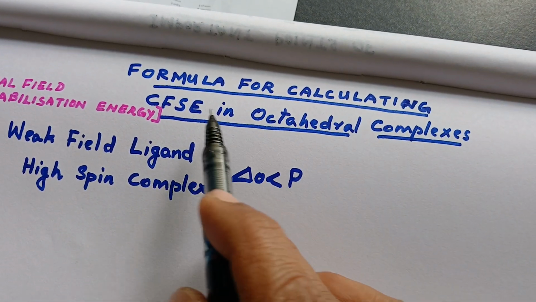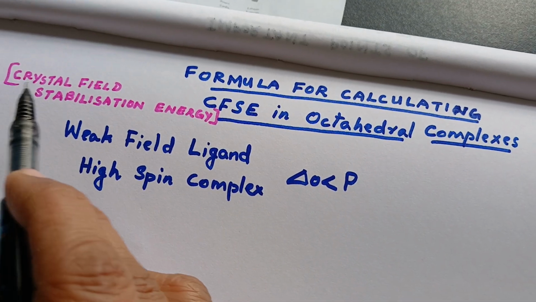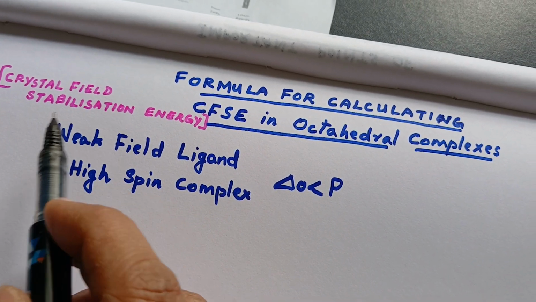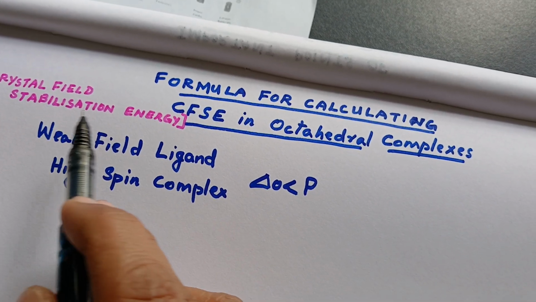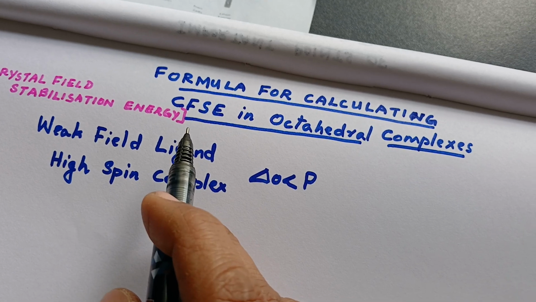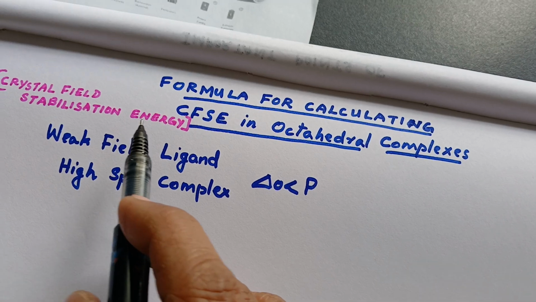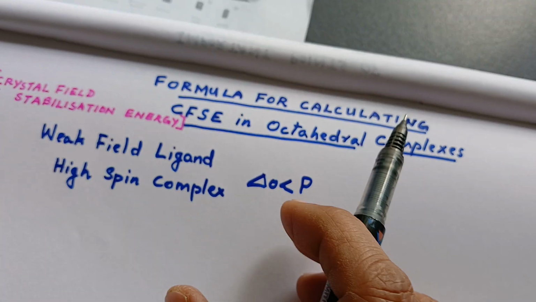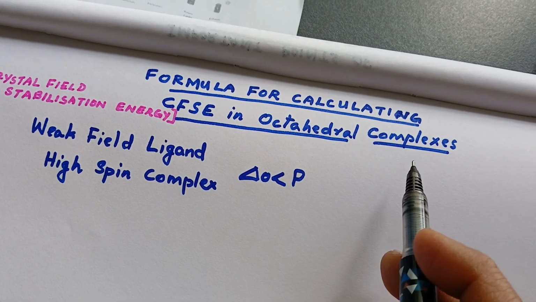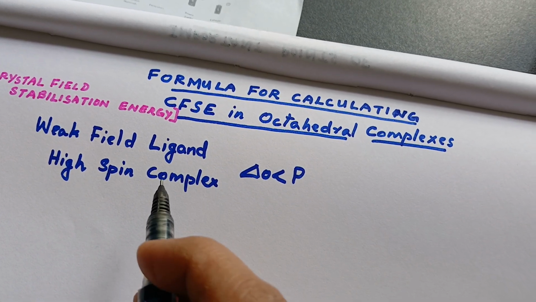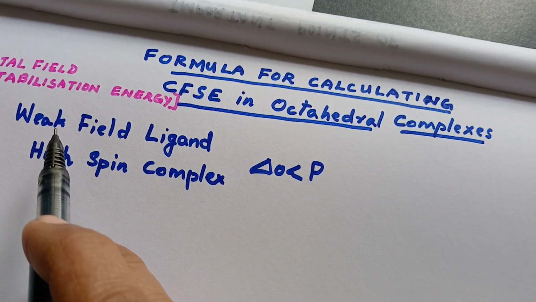Formula for calculating CFSE in octahedral complexes. CFSE is the crystal field stabilization energy. Stability is associated with lower energy. When the energy is lower, the element or the compound will be more stable. So in an octahedral complex, we need to find out certain things about that compound.